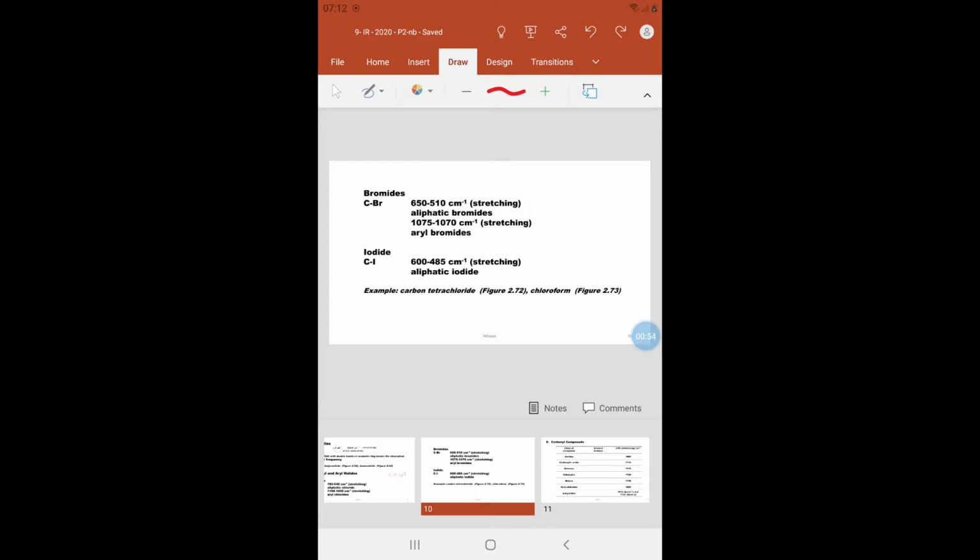So let's say in your molecular formula you have C3H3Br, so you know that there is a C-Br bond that you need to list down. Okay, for C-I, the frequency is around 600 to 485. You see the range is quite big, so which peak do you want to choose? Again, it depends on the molecular formula.